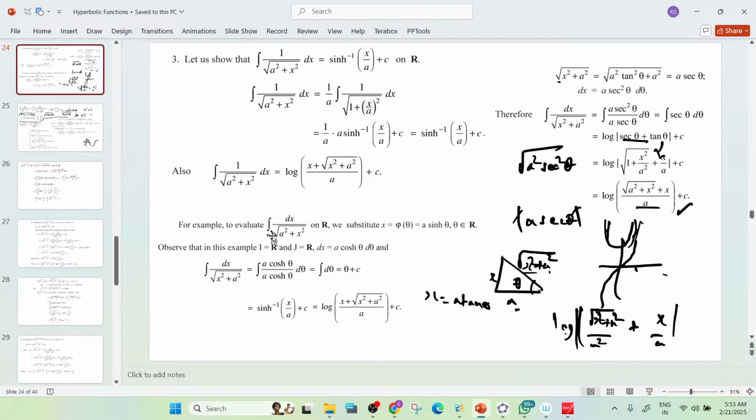So what will become of this? a square plus a square sin h square, a square into 1 plus sin h square. 1 plus sin h square is cos h square, right? And cos h square is also always positive.